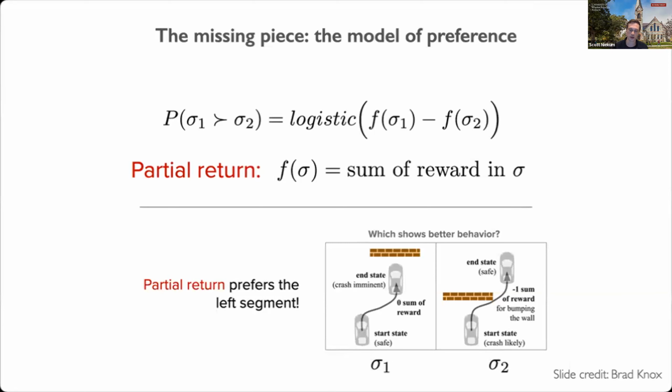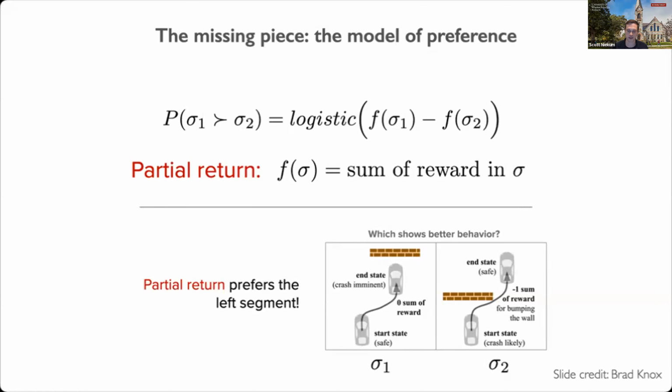But there's another starting state on the right-hand side where it starts in a state where a crash is very likely, but it takes a really good action, maybe the best possible action even, and it manages to avoid the brick wall, but it kind of clips it a little bit. And because of that, it knocks the mirror off the car or something, and it gets a -1 reward for that. But it ends in a safe state. It made really good decisions.